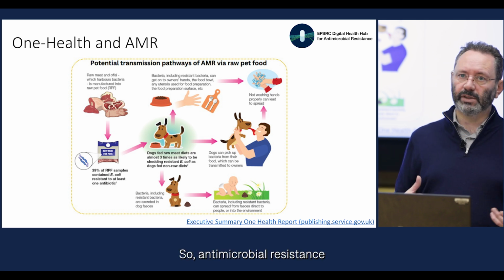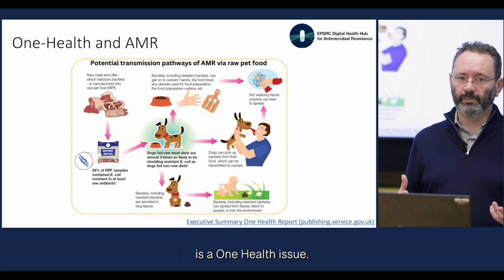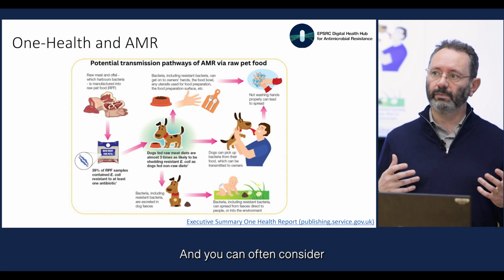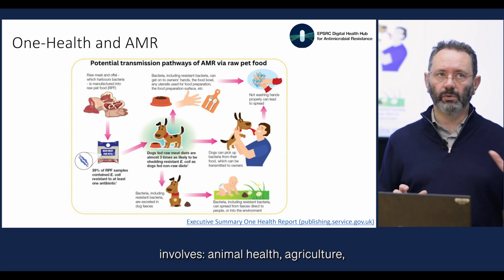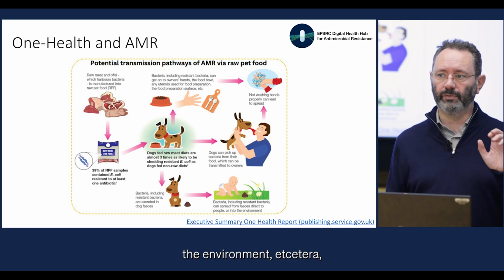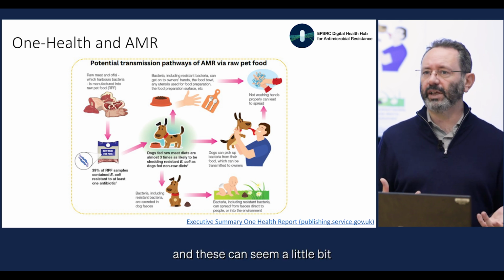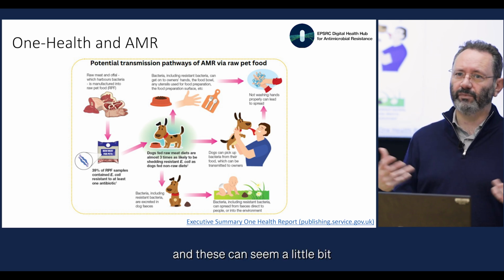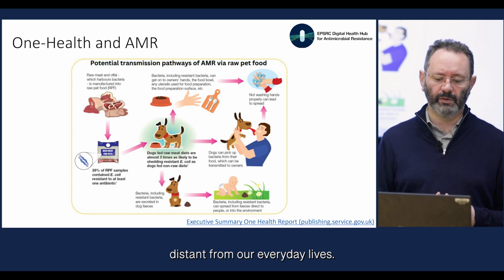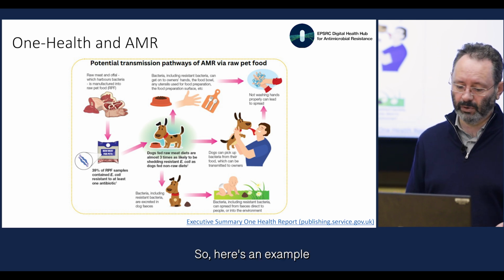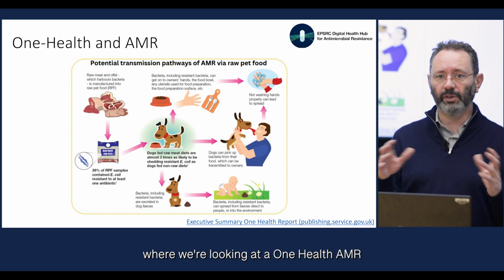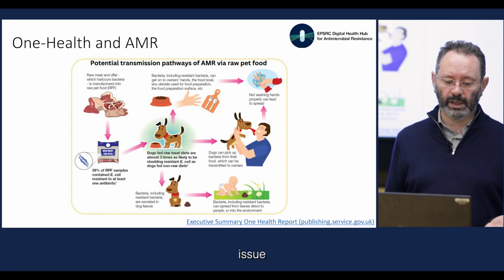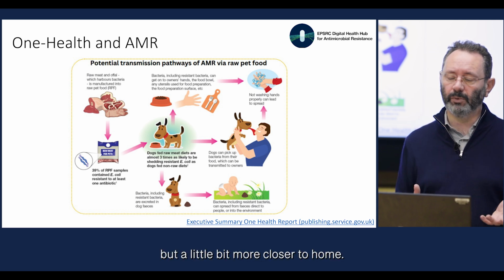So antimicrobial resistance is a One Health issue, and you can often consider One Health involves animal health, agriculture, the environment, etc. And these can seem a little bit distant from our everyday lives. So here's an example from the One Health report where we're looking at a One Health AMR issue, but a little bit closer to home.